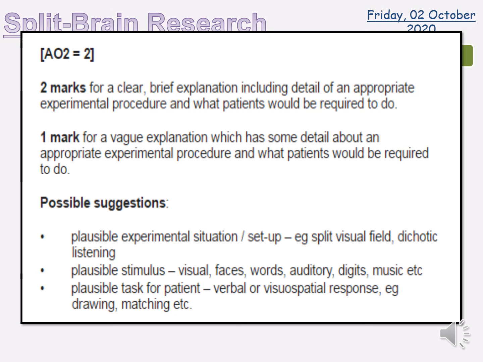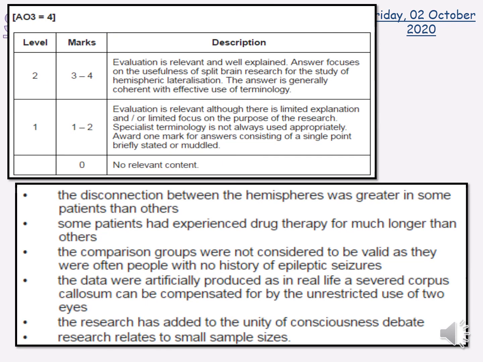Okay, so for the first one, what you need to do for 2 marks is a clear, brief explanation of an experimental procedure. Okay, so suggestions. Okay, split visual fields. Okay, or dichotic listening, which is referring to audio experiments, which is an alternative. A plausible stimulus, such as visual, faces, words, an auditory example, digits or music, and a plausible task for the patient, such as verbal, visual spatial response, drawing, matching, etc. That's question number 1. Question number 2.